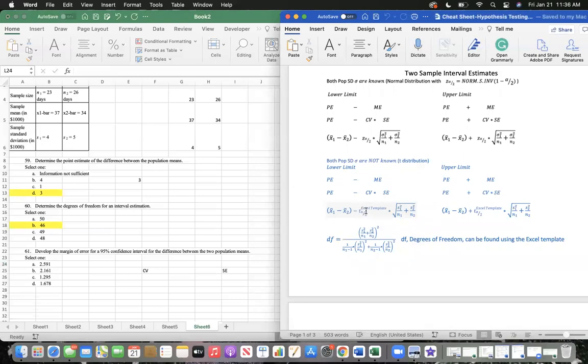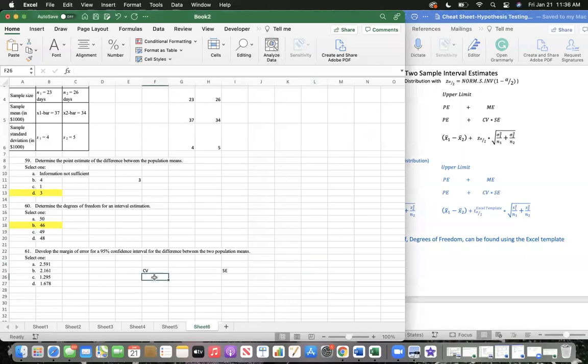If you guys remember this, when you're actually putting this in on Excel, we're going to do equals T dot inverse. So for the critical value, we do equals T dot inverse. We're going to do 1 minus alpha. What is our alpha? Our alpha is 0.05, 0.05 divided by 2. And our degrees of freedom, we said here, was 46. That's what we just calculated. All right, so I do that, and there is my critical value.